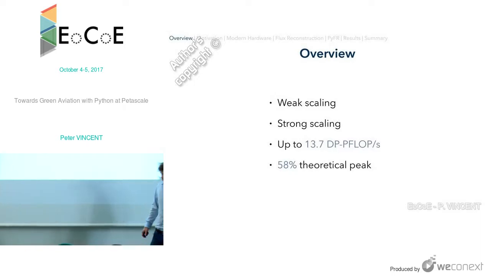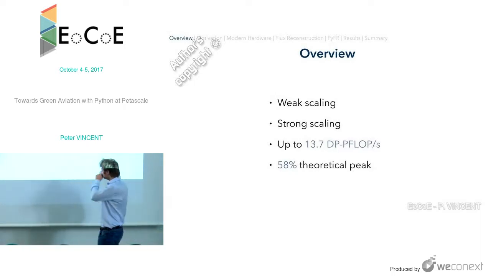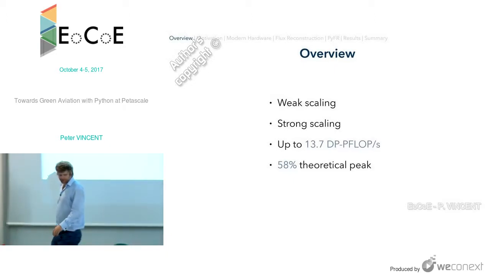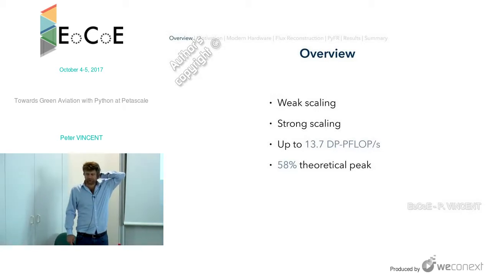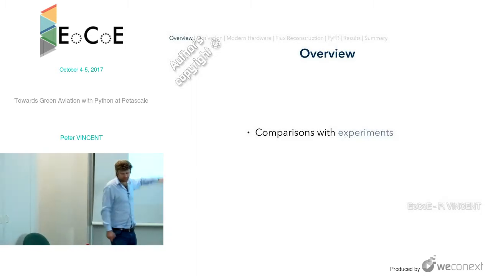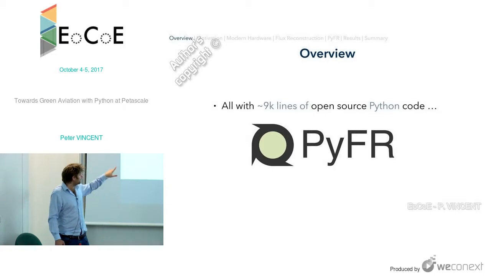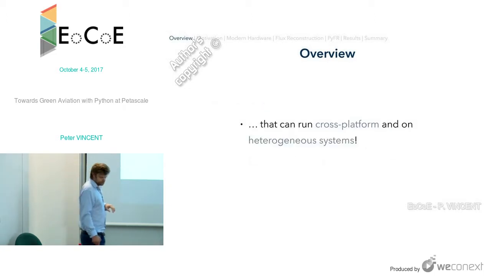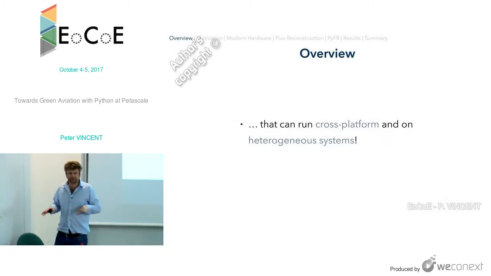In the context of these simulations, I'm going to present the technology that underpins them, so the algorithms, some discussion about the hardware platforms we run on, also scaling results, weak and strong scaling, performance up to 13.7 petaflops, double precision, which constitutes 58% of theoretical peak on 18,000 GPUs of Titan at Oak Ridge, sustained performance, comparisons with experimental results, and how we've done all of this with a code base with just over 9,000 lines of Python code that can run cross-platform, so as well as just running on NVIDIA GPUs, can also run on heterogeneous systems.